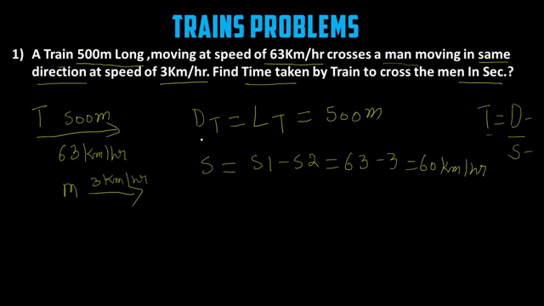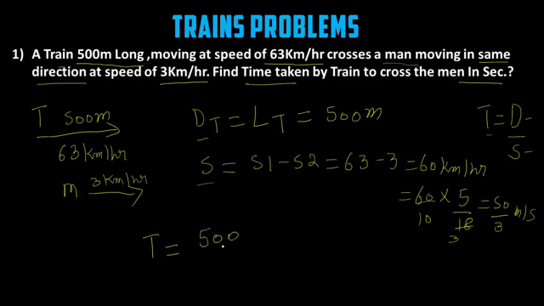And distance is in meter and speed is in kilometer per hour. So we first change it into meter per second. 60 into 5 by 18. 6 3 the 18, 6 10 the 60. That will give us 50 by 3 meter per second.